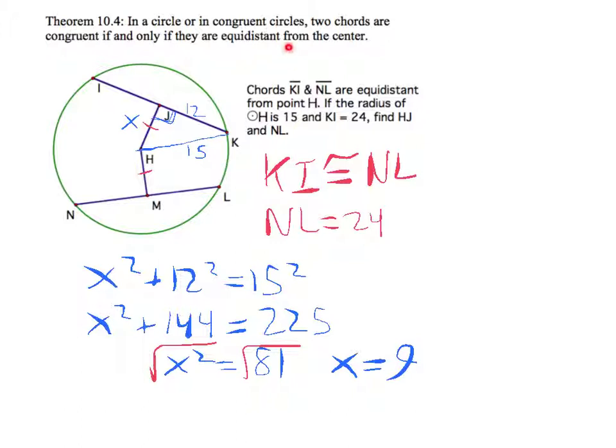And anytime they talk about things being equidistant, even if they don't say it specifically, you've got to measure with the perpendicular. You wouldn't measure the distance from this line KI to the point H without being perpendicular. So there we go. There are our theorems for section 10.3.